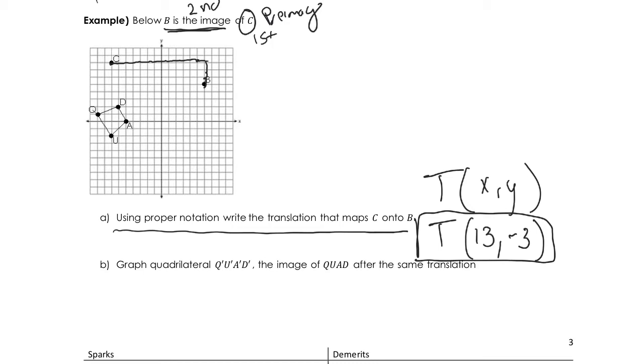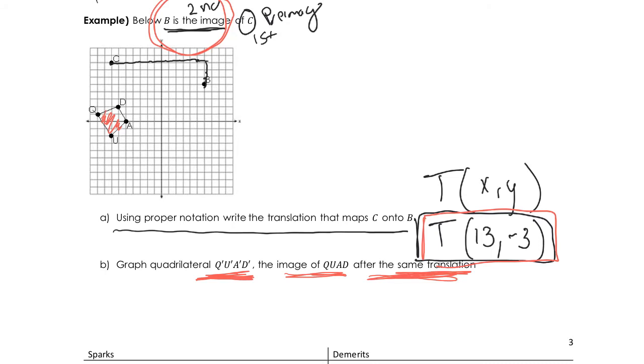The hard part, some people say, oh, it's left 13, up 3, because they think B comes first. Remember, image means it's the second shape. Pre-image is the first shape. So now it says graph the quadrilateral Q prime, U prime, A prime, D prime. That means I'm going to move it once, the image of the first quad after the same translation. So I'm going to use the exact same one, and I'm going to move each point right 13, down 3.